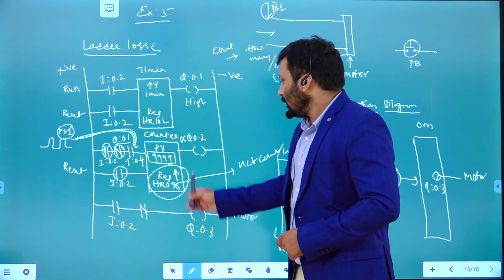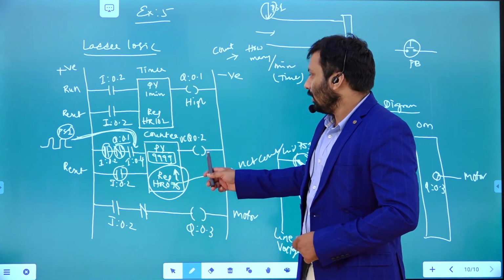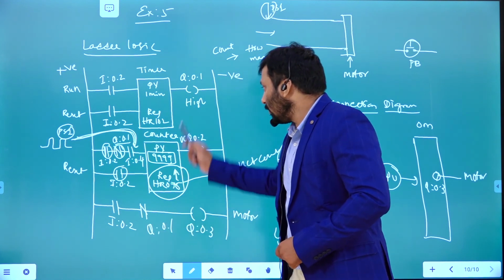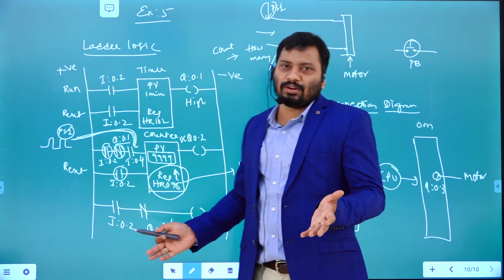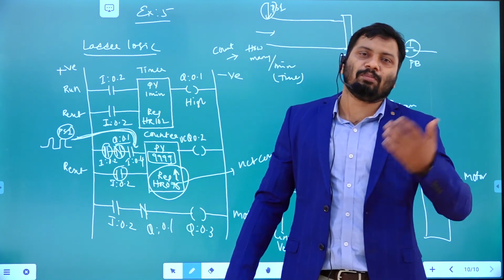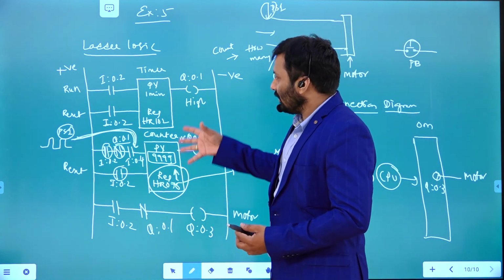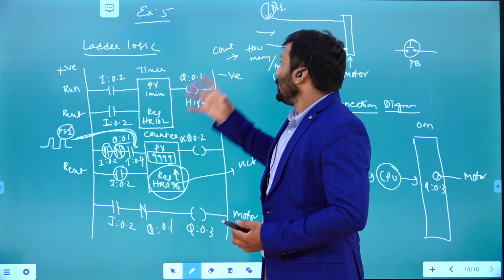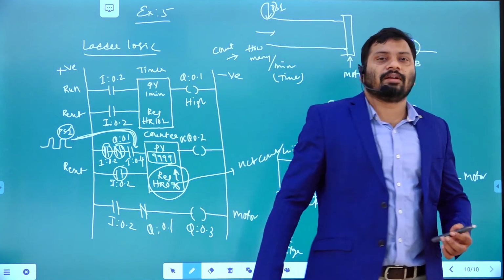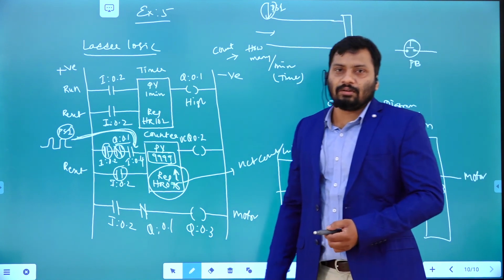If you give this address here, once it is high, the motor is going to stop. Otherwise, without using this particular contact, you can keep on moving the conveyor belt. Here you have to observe how the timer and counter are used to sense how many devices or bottles are moving per minute, or how many students are entering this room per minute.